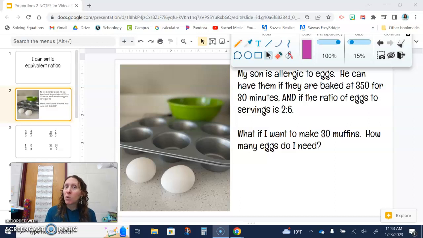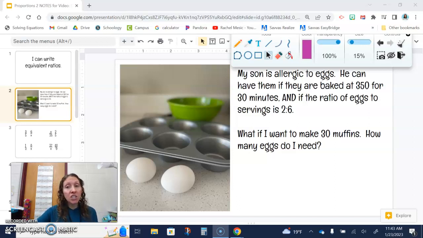And when you have someone allergic to eggs, you have to use really large muffin tins because if you have to bake muffins for 30 minutes, the regular size ones will burn. All right, but let's say I want to make 30 muffins instead. It's a lot of work. I might just want to throw some in the freezer so they're ready to go.